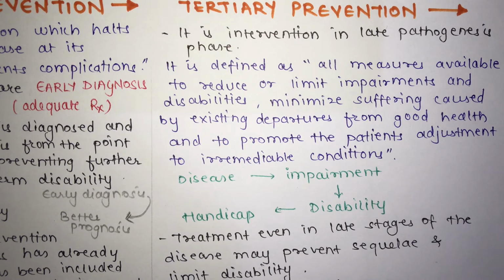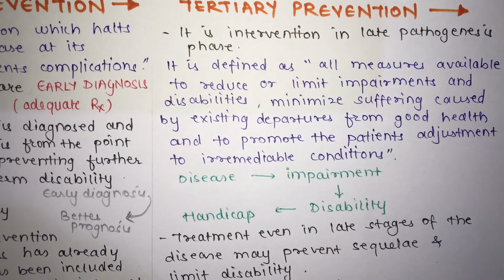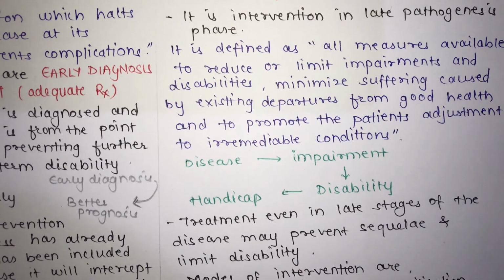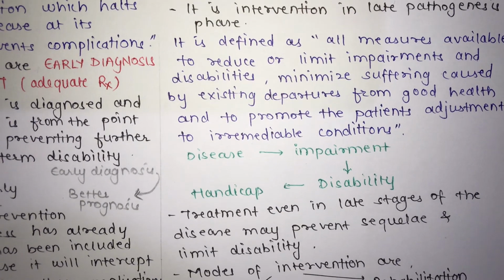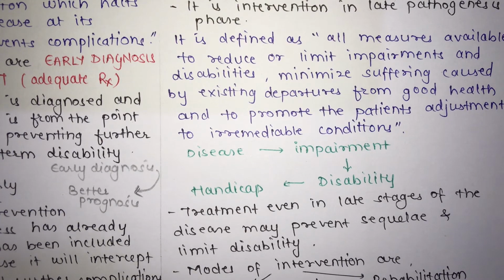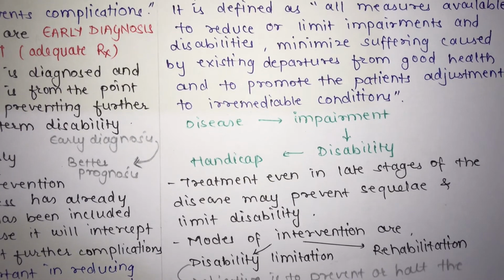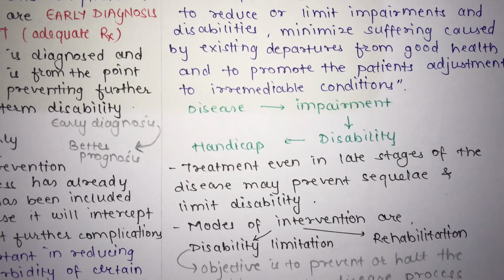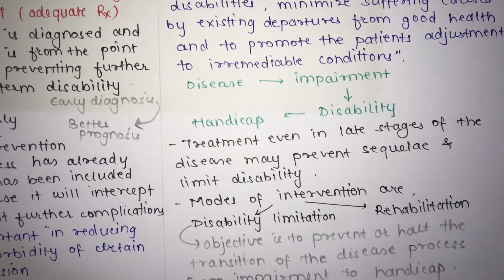So this is the disease. When a disease occurs, it leads to impairment. If it is not treated, it leads to disability, and disability leads to handicap, that is, the patient becomes handicapped. So treatment, even in the late stage of the disease, may prevent the sequel and can limit the disability. So the modes of intervention of tertiary prevention are disability limitation and rehabilitation.